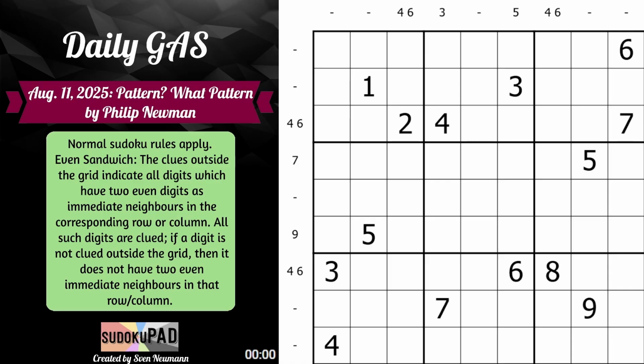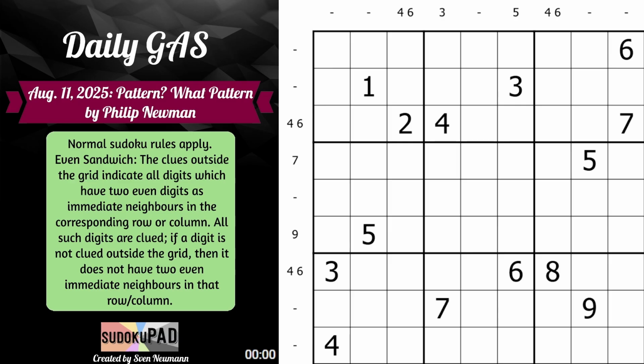Normal Sudoku rules apply, even sandwich. The clues outside the grid indicate all digits which have two even digits as immediate neighbors in the corresponding row or column. All such digits are clued. If a digit is not clued outside the grid, then it does not have two even immediate neighbors in that row slash column. So what does that mean?